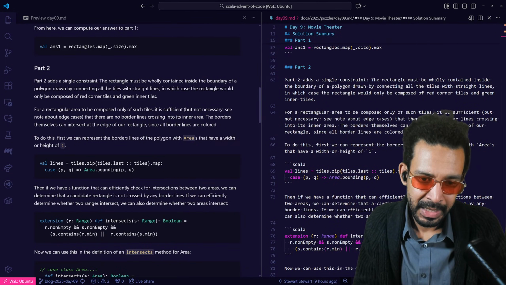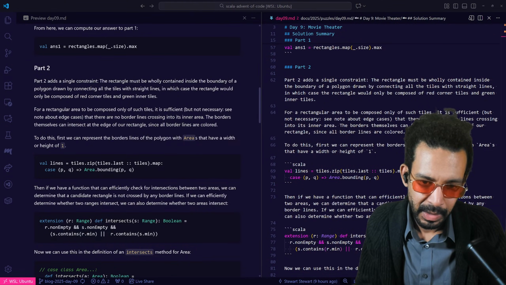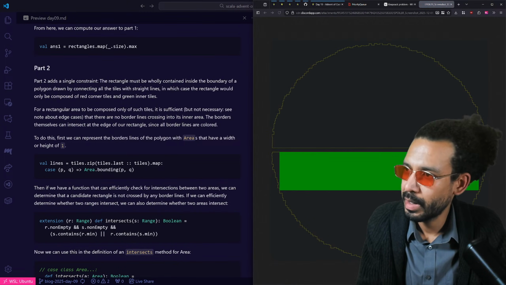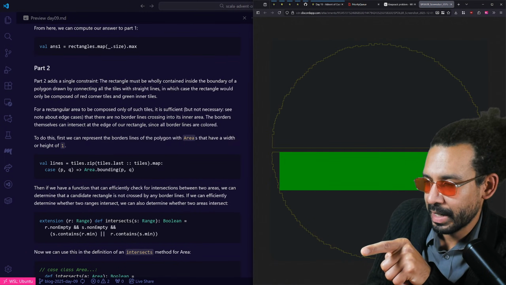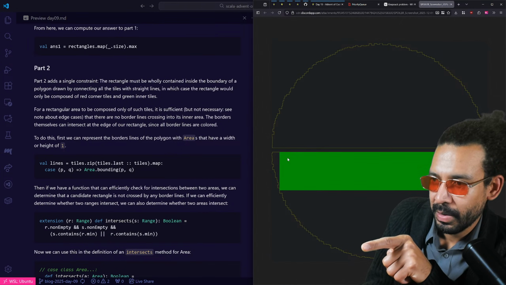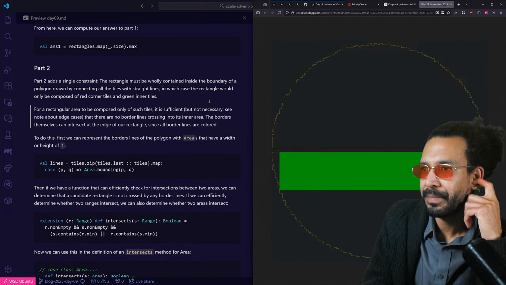But as it happens, here, let me show you this image here. Someone generated an image of, yeah. As it happens, this is what our input looks like. It's a big circle. So we don't have to worry about these rectangles that appear outside here. We can just look at these that are inside.